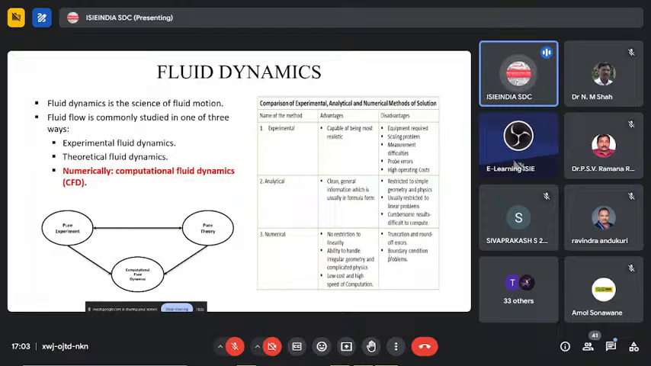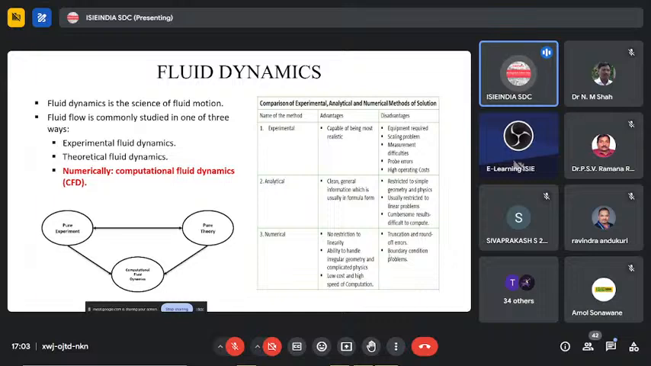But if we go for the theoretical point of view, this uses some formulas or maths to predict the fluid behavior, and it is clean and straightforward, but it is used for simple cases. If complex cases arise, then theoretical fluid dynamics may give an inaccurate result. So we go for computational fluid dynamics.